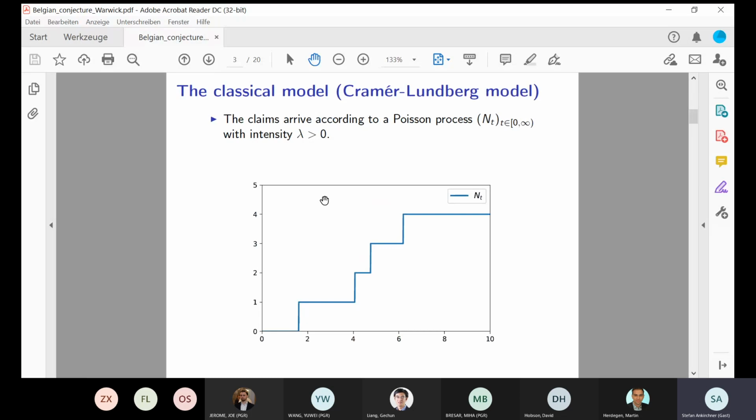One assumption is that claims arrive according to a Poisson process. The Poisson process counts the claims incoming to an insurance company, that is, claims for which the insurance company has to pay. We assume that they are coming in according to a Poisson process with intensity lambda. That's the first ingredient of the model.